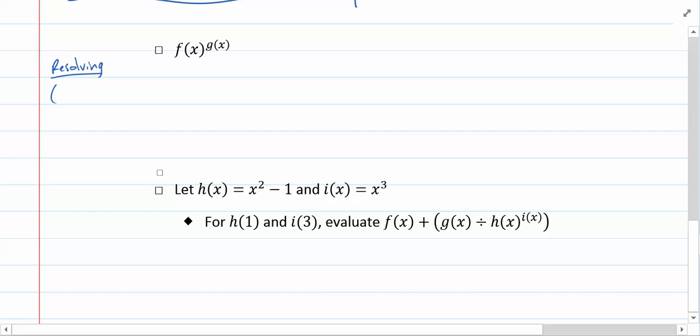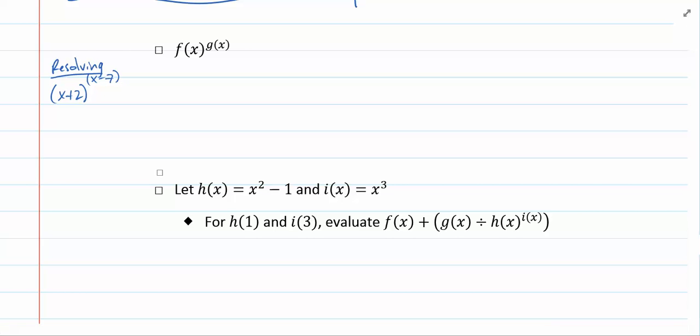This would be us trying to answer the question, what is x plus 2 raised to the x minus 7 power? And while in later classes we'll learn how to handle these exponents when we have a variable in the base or if we have a variable in the exponent, it's very difficult to evaluate these functions when you have a variable or a letter x in both the base value and the exponent.